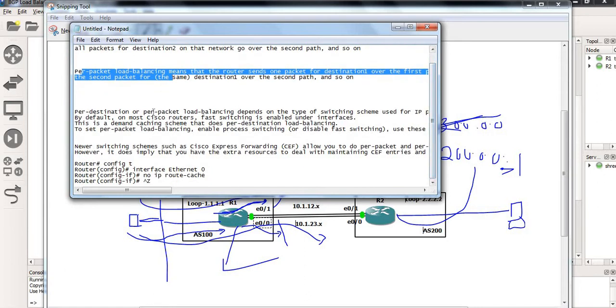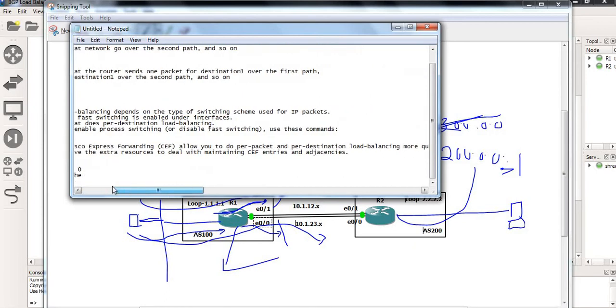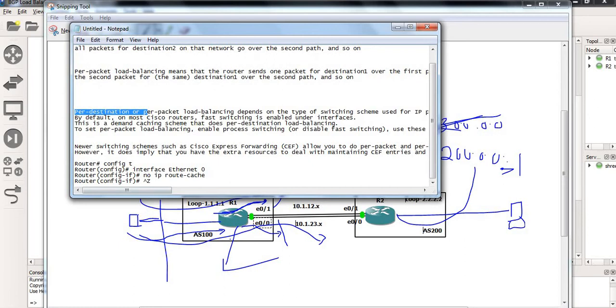So per destination or per packet load balancing depends on the type of switching scheme used for IP packets. So routers are performing routing. IP packets are observed at the router. By default on most Cisco routers, fast switching is enabled under the interface. Fast switching is nothing but your per packet load balancing. If you want to disable fast switching and enable process switching, then you can use this command, no ip route-cache.